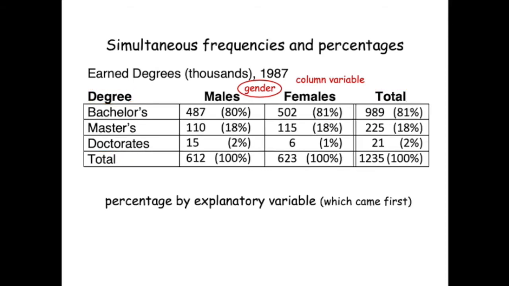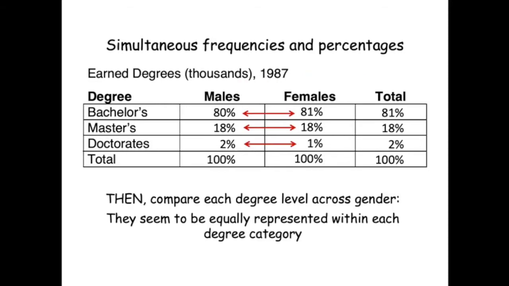If you want to display percentages, be sure that they are calculated based on levels of the explanatory variable, or which came first. Gender is the explanatory variable here, so each column will sum to 100%. We interpret the relationship by comparing cell percentages across columns for each value of the other variable, which indicates here that men and women are about equally represented within degree categories.